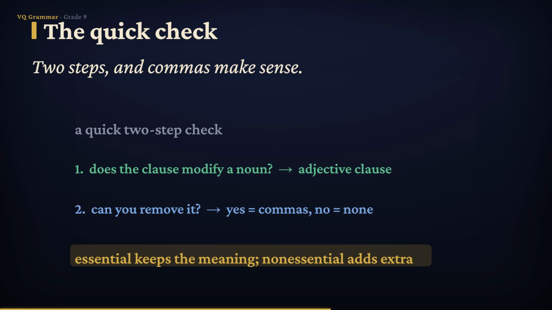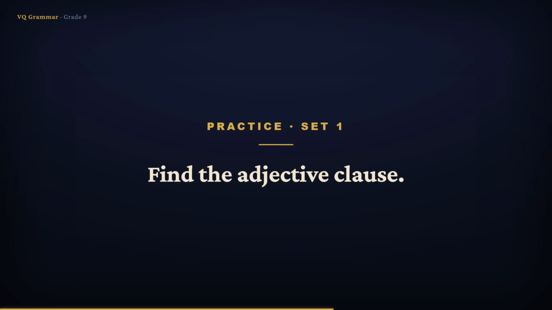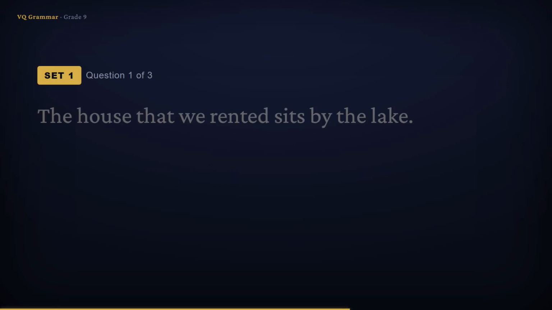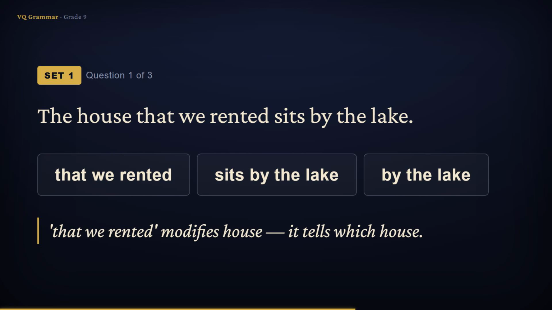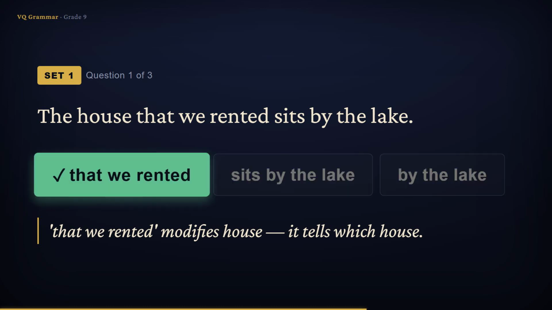Ready to practice? Let's practice. In this first set, I'll give you a sentence, and your job is to pick out the adjective clause, the group of words that modifies a noun. Pause the video and try each one before I reveal the answer. The house that we rented sits by the lake. Which words form the adjective clause? The clause that we rented sits right after house and tells us which house we mean. So the adjective clause is that we rented.